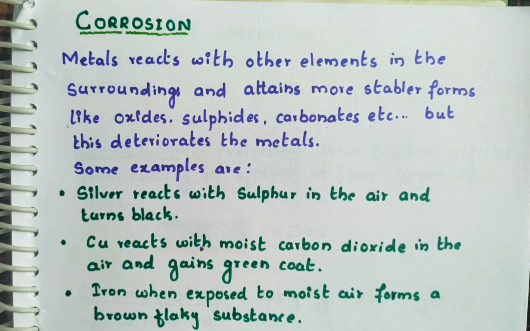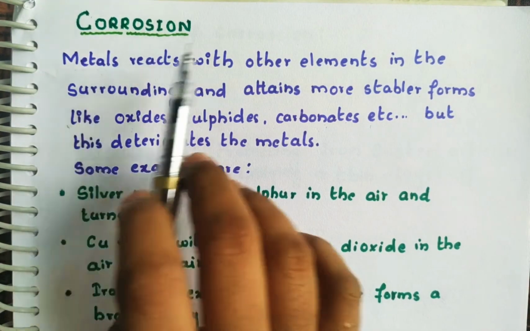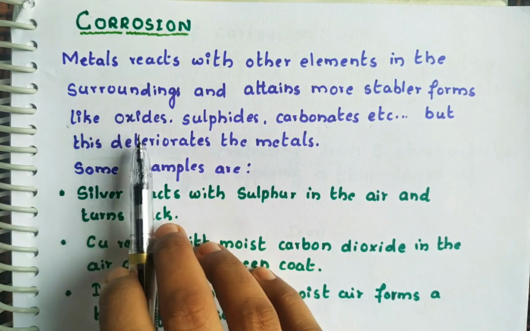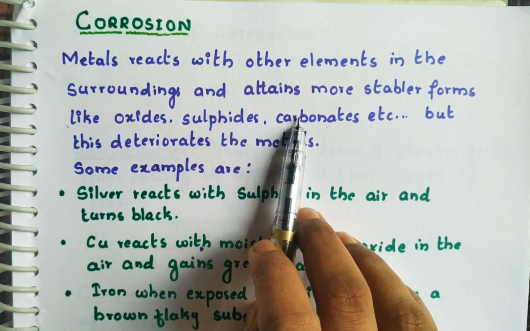In this video we are going to discuss corrosion, rusting of iron and ways to prevent corrosion. So let us understand what corrosion is first. Metals react with other elements in the surroundings and get converted into oxides, sulfides and carbonates.